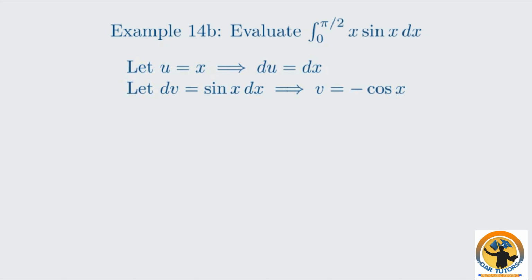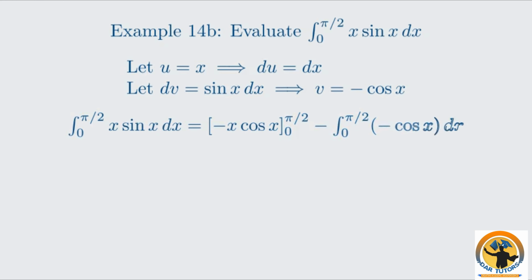Now we apply the formula. The integral is u times v, which is negative x cos x, minus the integral of v du, which is the integral of negative cos x dx. The two negatives cancel, so we have negative x cos x plus the integral of cos x dx. The integral of cos x is sin x, so our antiderivative is negative x cos x plus sin x.